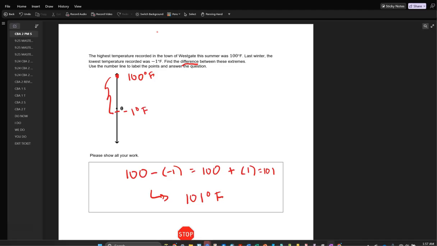So we have 101 degrees Fahrenheit. Okay, is the difference between these extremes.